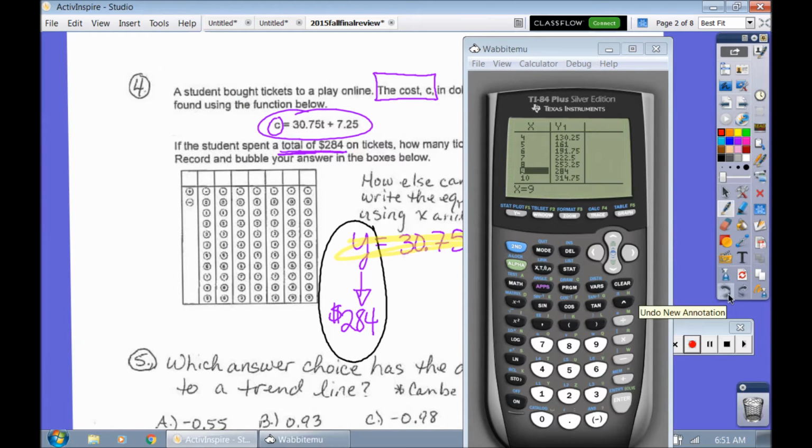Just going to put our answer into the table. Since it's a whole number, I'm just going to write down 9, bubble in 9. It's positive. You can just leave it just like that.